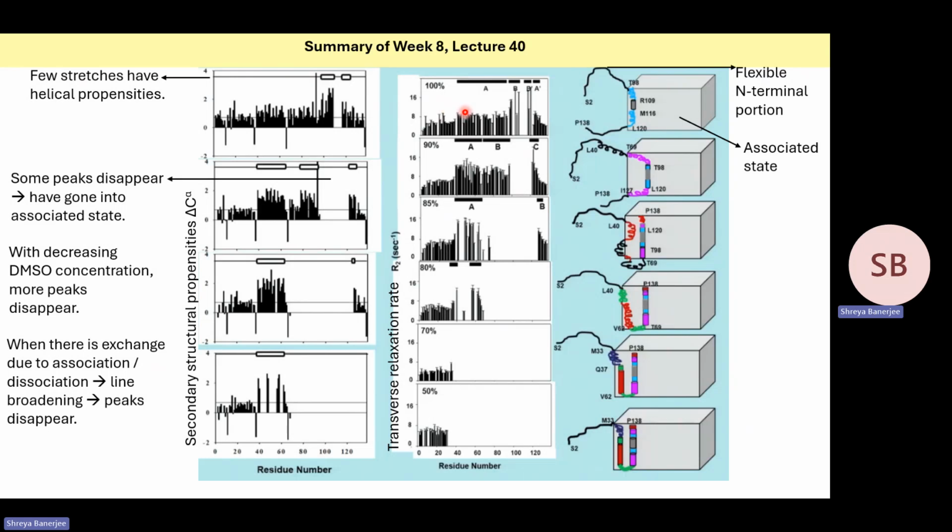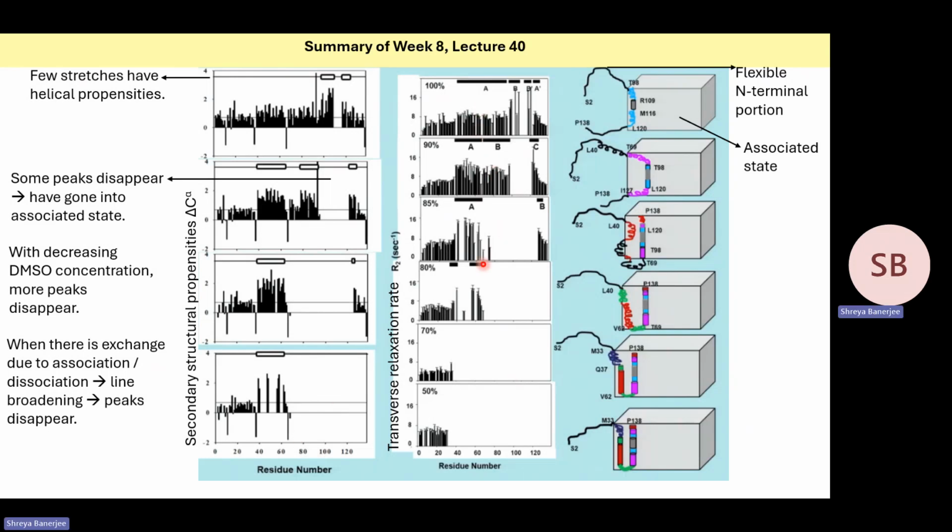Now, as you go to say 90% DMSO, 80% DMSO, in some regions the peaks have completely disappeared. These are the regions where the aggregation is happening. Because when the aggregation is happening, the tumbling time is increasing. And if the tumbling time is increasing, the line width is so large that you won't be able to see the peak. So in this region, the peak has disappeared, meaning it has gone into an associated state. As you decrease the DMSO concentration, more and more peaks are disappearing. So more and more peaks are getting formed into the aggregate.